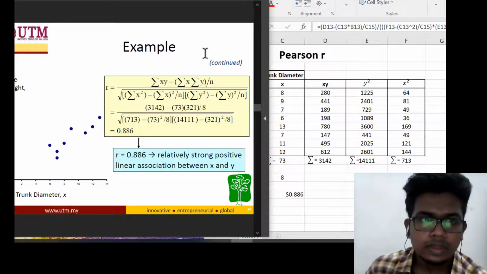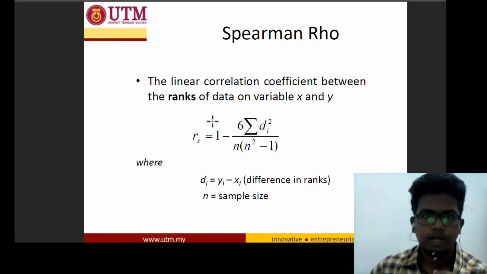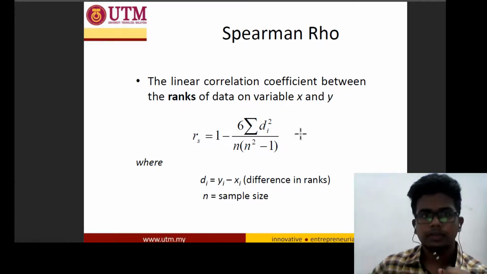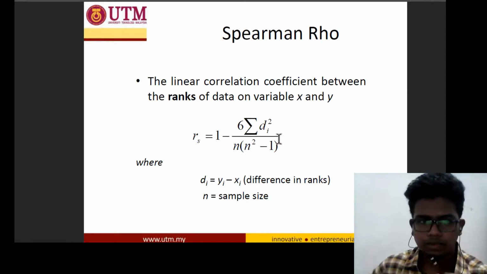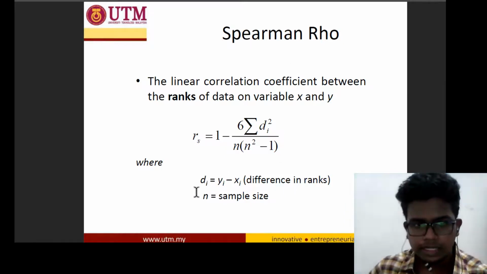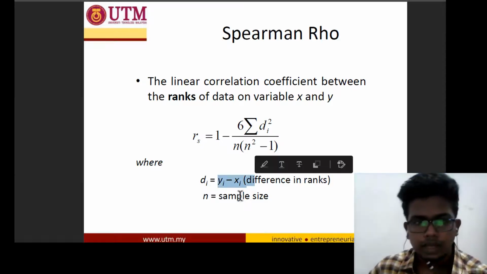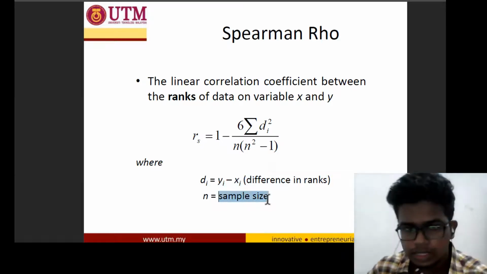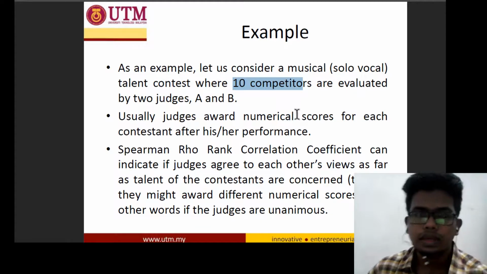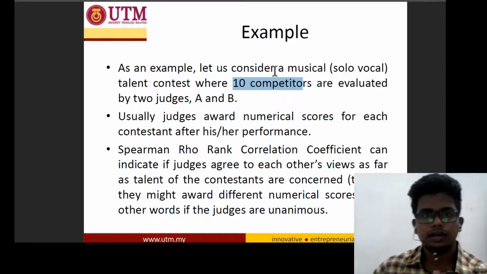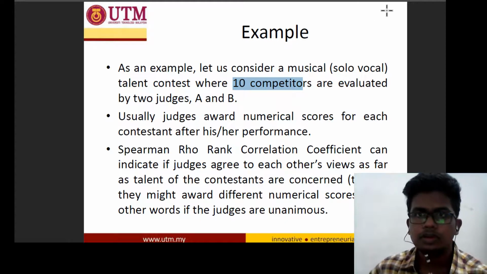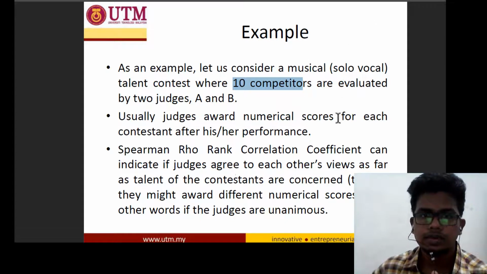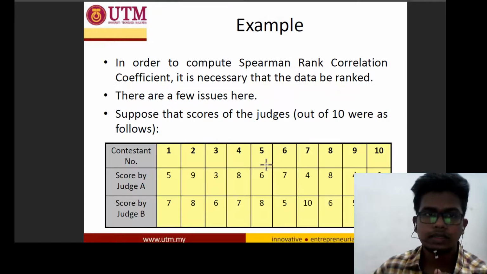Okay, so for the Spearman rank correlation, we have to use this formula. First of all, we have to rank them. According to the rank we will get the di value, and then we will use the sample size. Here we can see that 10 companies are evaluated by judges 1 and 2. Here we can see the example, and the data is given here.